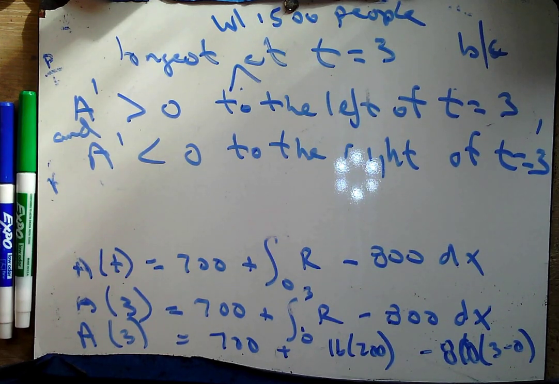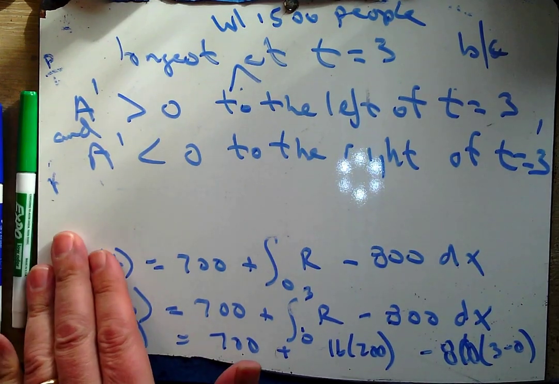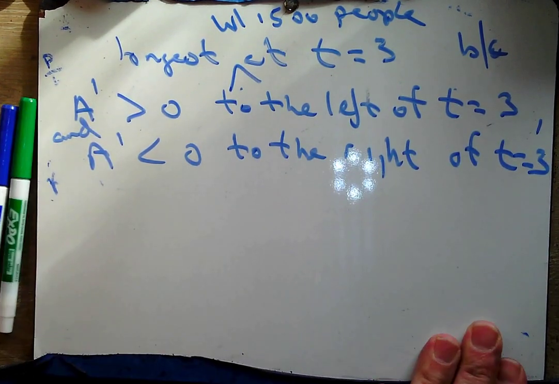Okay, finally it says write but do not solve an equation involving an integral expression of r whose solution gives the earliest time in which there are no longer people in line for the ride. Okay, so what do we want then? Well, we want to know when there's nobody in line for the ride.